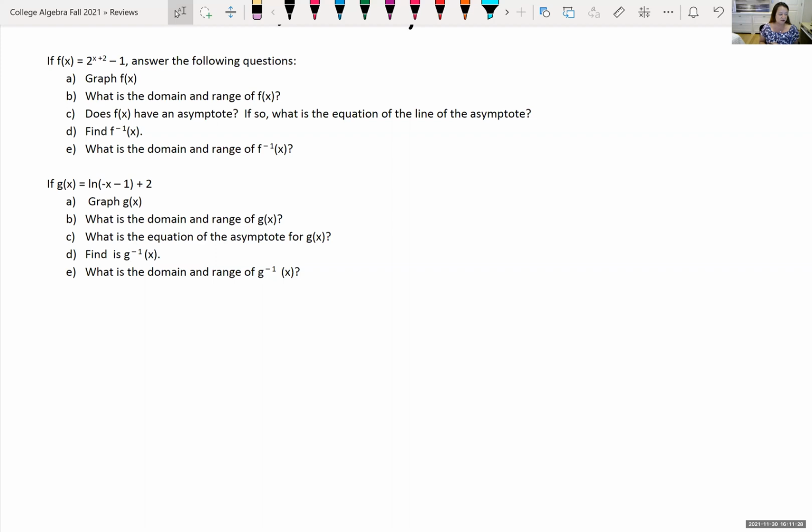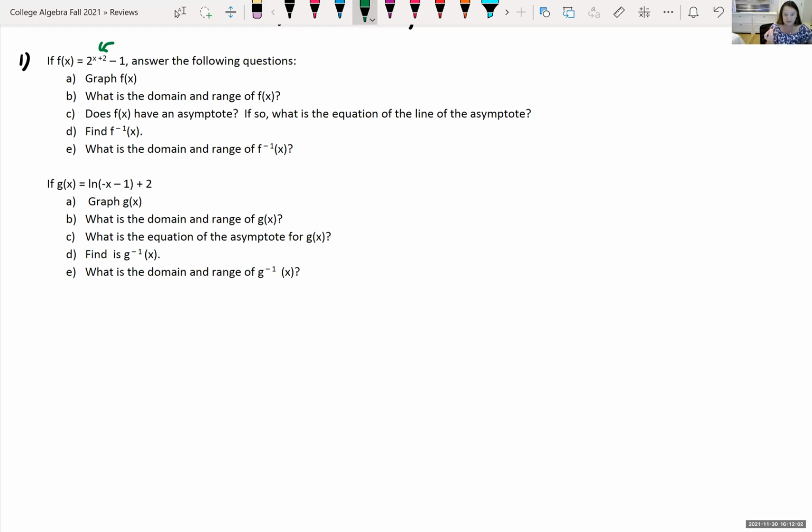We have a few problems in front of us that you should know for the exam. First one, if f of x is equal to 2 raised to the x plus 2 power minus 1, answer the following questions. So first part was to graph this. If we're going to graph this, I know that we can use shifting, transformation of functions. We have this x plus 2 in the exponent.